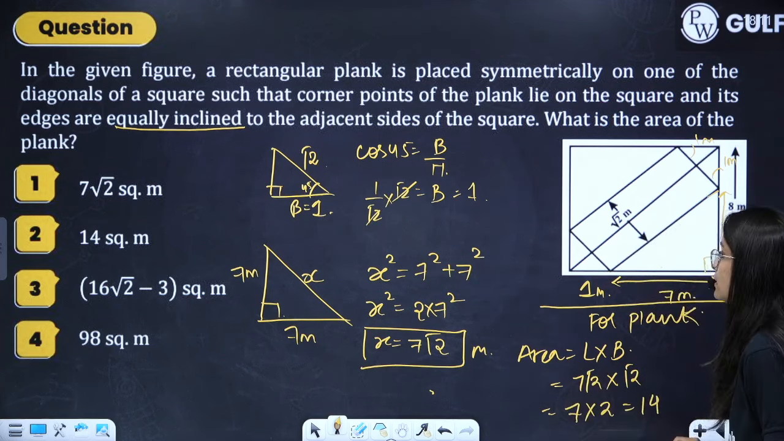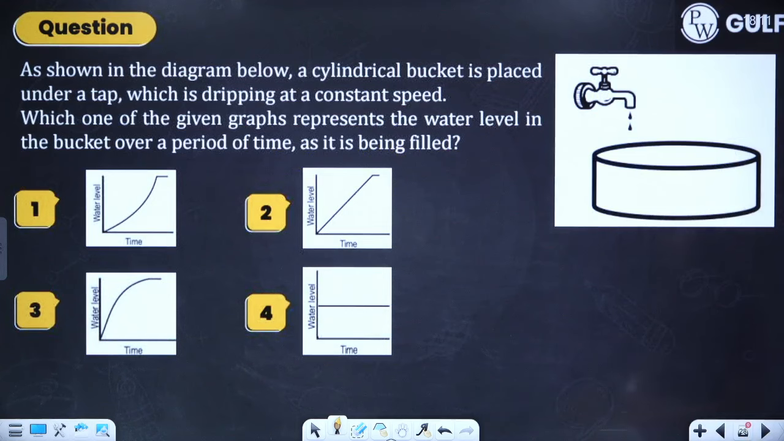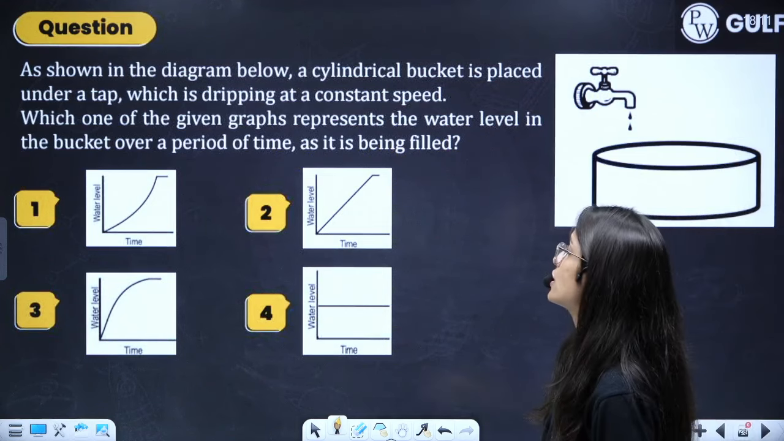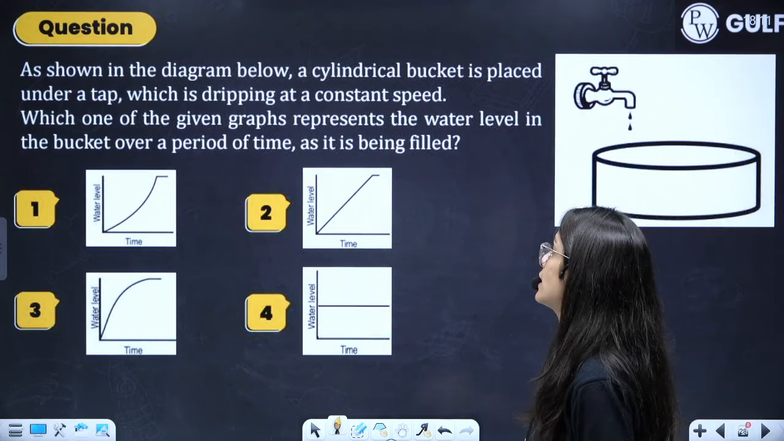Moving forward, as shown in the diagram below, a cylindrical bucket is placed under a tap which is dripping at a constant speed. Which one of the following given graphs represents the water level in the bucket over a period of time as it is being filled? Now here I can see the bucket is being filled, but they have mentioned at a constant speed, right? So as it is being filled at a constant speed, there would be a straight line for it.